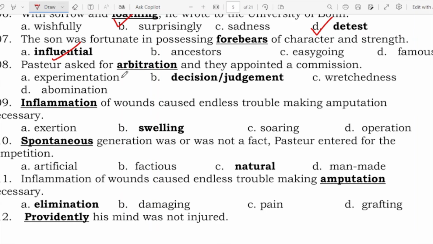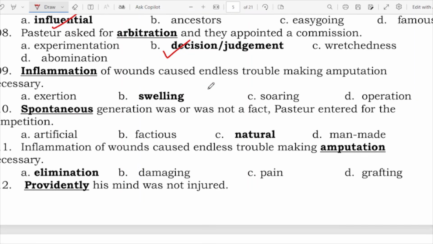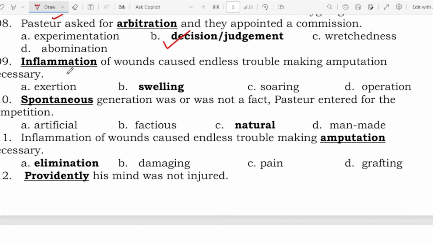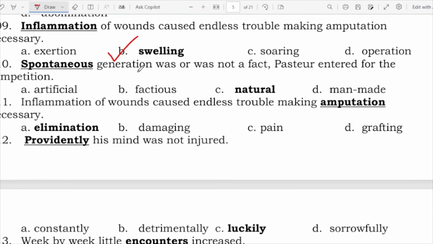Pasteur asked for arbitration, a decision by judgment of a third party. They appointed a commission. Inflammation, and that is a swelling on the body. Spontaneous generation was not a fact. Pasteur entered for the competition. These are very important questions in the exams.